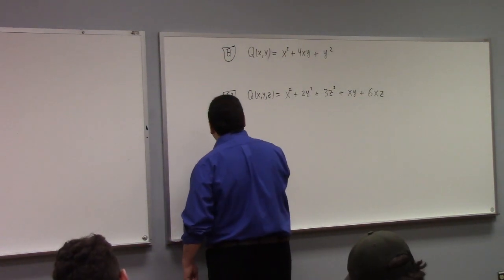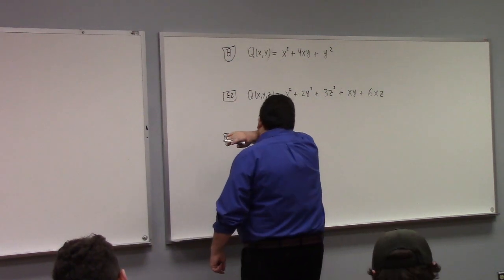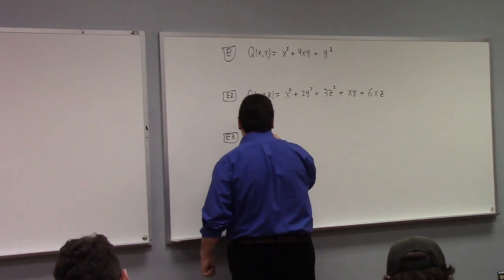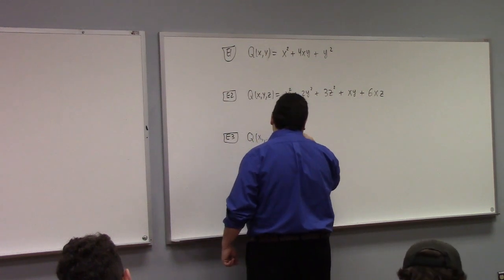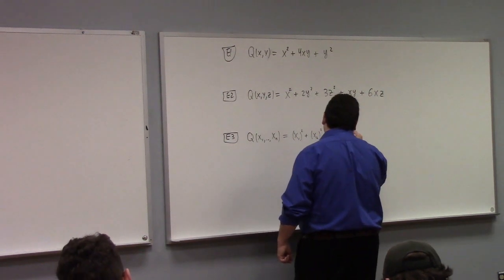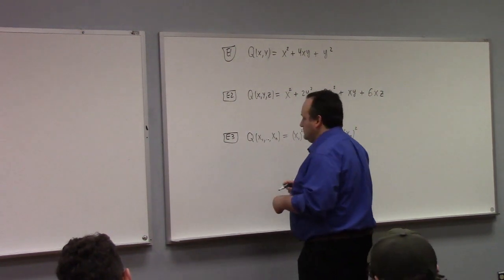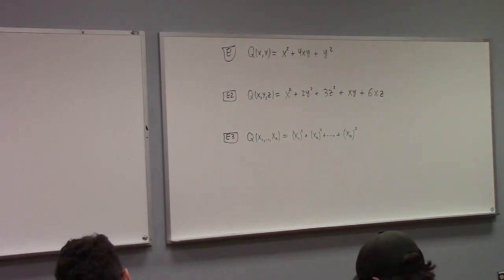Example 3, let's do Q of x1 through xn equal to x1 squared plus x2 squared plus up to xn squared. So here's three examples of quadratic forms. The third one maybe is familiar to you guys. I don't know. Maybe, maybe not. Can you recognize what it is? What's the third one? The first shall be last. The last shall be first.